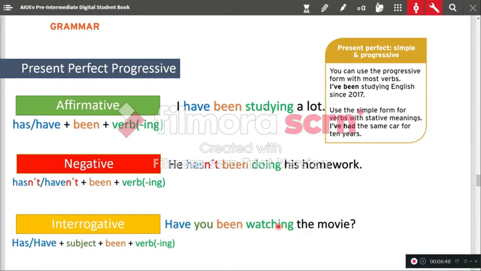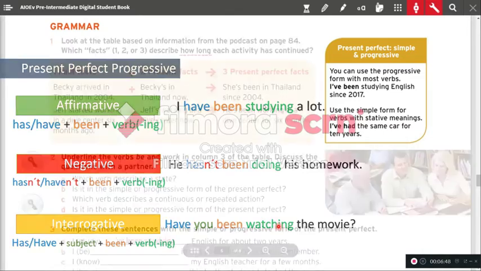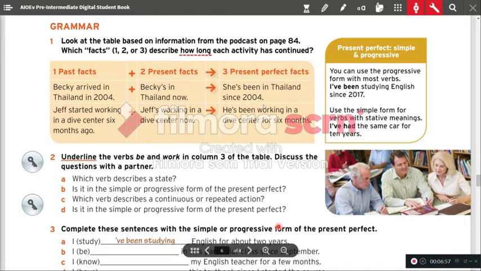Alright, so if there are no questions, let's continue with the exercise number 2 that says, underline the verbs be and work in column 3 of the table. Discuss the questions with a partner. Okay, so let's underline the verb be in the column 3. Here it is. Very good. And the verb work in the column 3. Here it is. Working. Now, which verb describes a state? Being or working? A state.